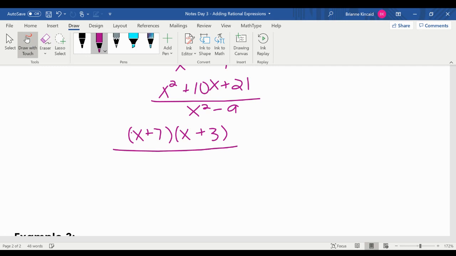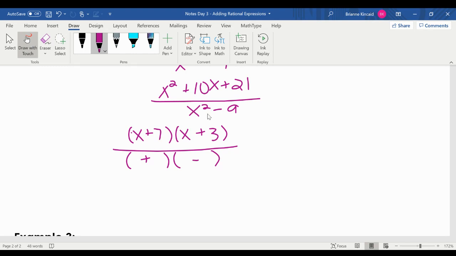And in the denominator, this x squared minus 9 is an example of the difference of two squares, because it's subtraction, and x squared and 9 are both perfect squares. Anytime it's the difference of two squares, it's two parentheses, one with a plus, one with a minus. This should all be factoring review.